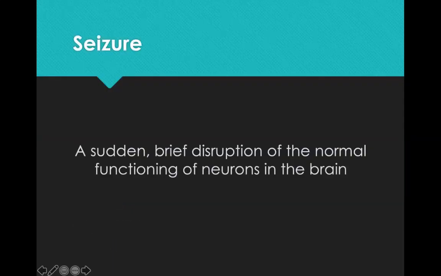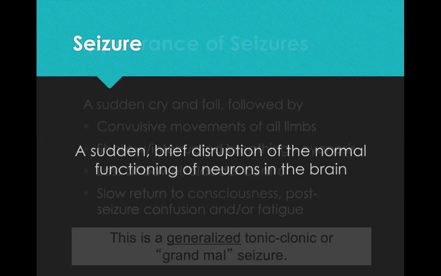So, when we talk about seizures, it basically is defined as a sudden or brief disruption of the normal functioning of the neurons in the brain. So, essentially, we have neurons that are communicating information both in between both hemispheres of our brain as well as with the rest of our body. And whenever there's a disruption of that communication, that's what we call a seizure.